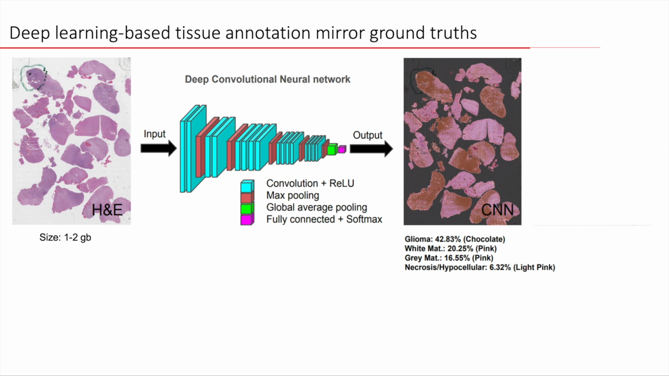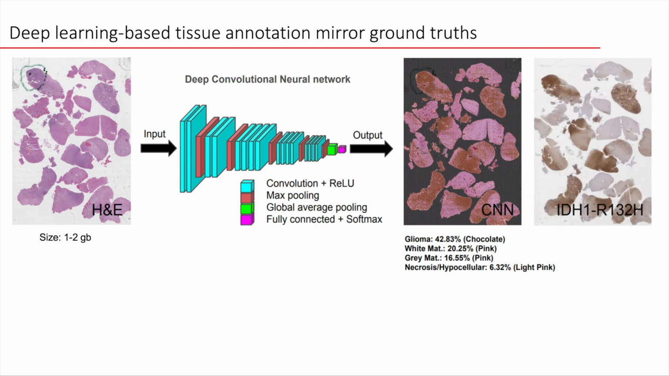So this is really nice because now we can compare it to a ground truth, or the precise location of the glioma using immunohistochemical or molecular techniques, and you can see that the fragments that immunohistochemically stain for this mutation found in the glioma resemble the pseudo-color map that this neural network generated to annotate the image.